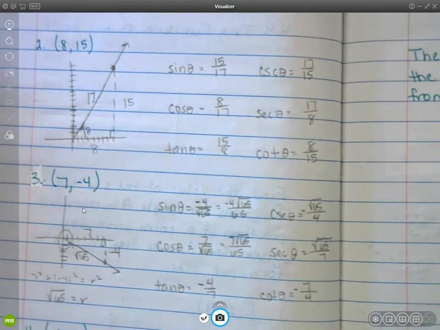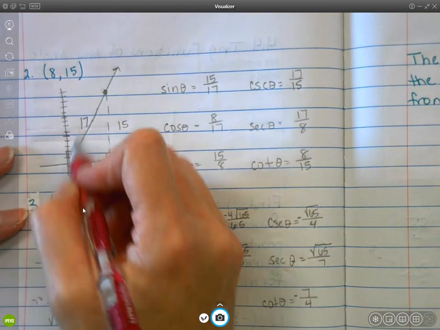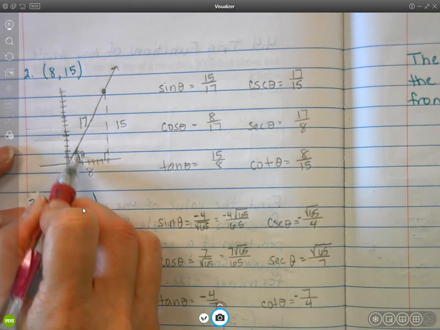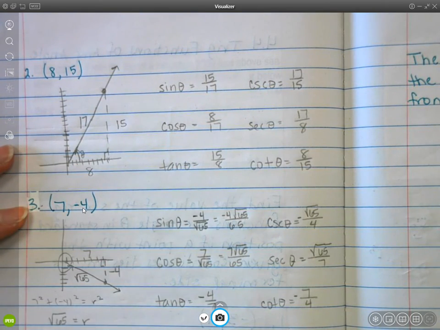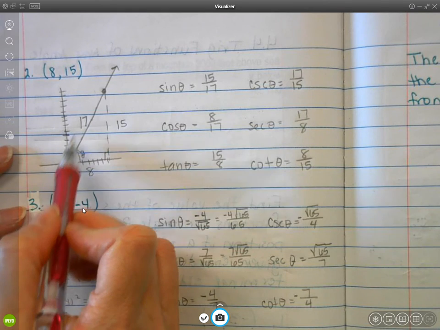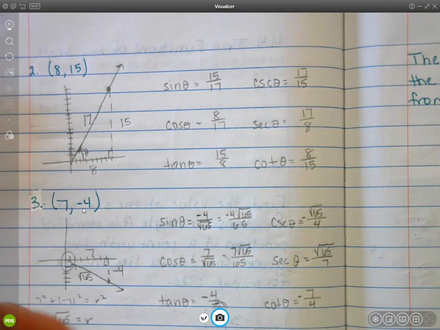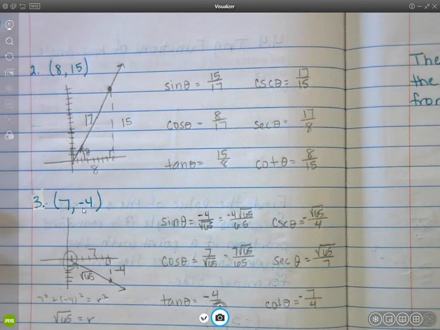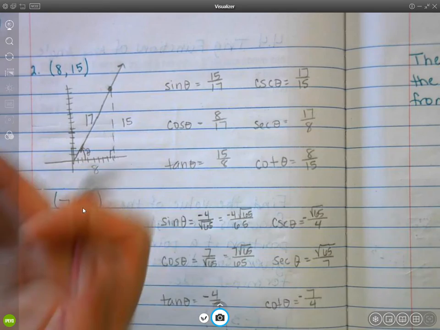Alright, next example. They give us the point 8, 15. Draw your terminal side. So this is my angle. If this is 8 and this is 15, the Pythagorean theorem tells me that this is 17. Also, 8, 15, 17 is a Pythagorean triple. I don't really expect you to memorize those, but they are posted on my classroom wall. So you would be able to look up there and see if you are in class.